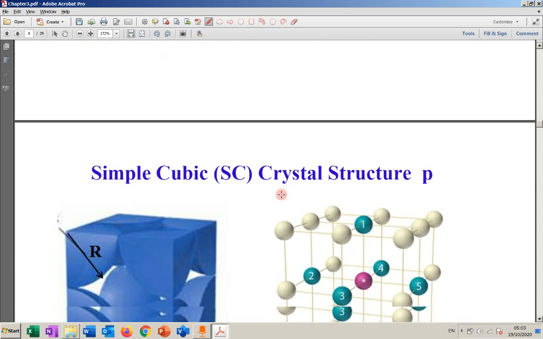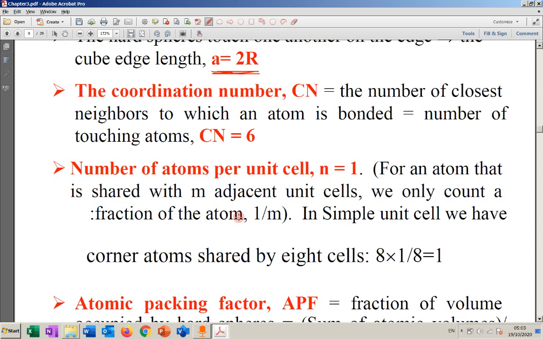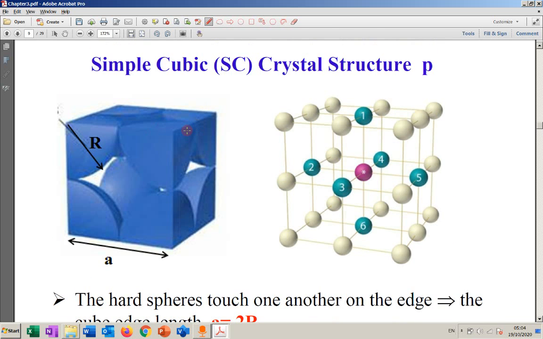So let's look at the calculation that we have here. This is the lattice parameter. The edge of the cube is equal to 2r. A is equal to 2r. We'll talk about coordination number, and the number of atoms per unit cell. This is important. Why? Because at each corner we have 1/8 of an atom. It's not a full atom, because one atom will be shared between 8 unit cells. So 1/8 will be for this unit cell.